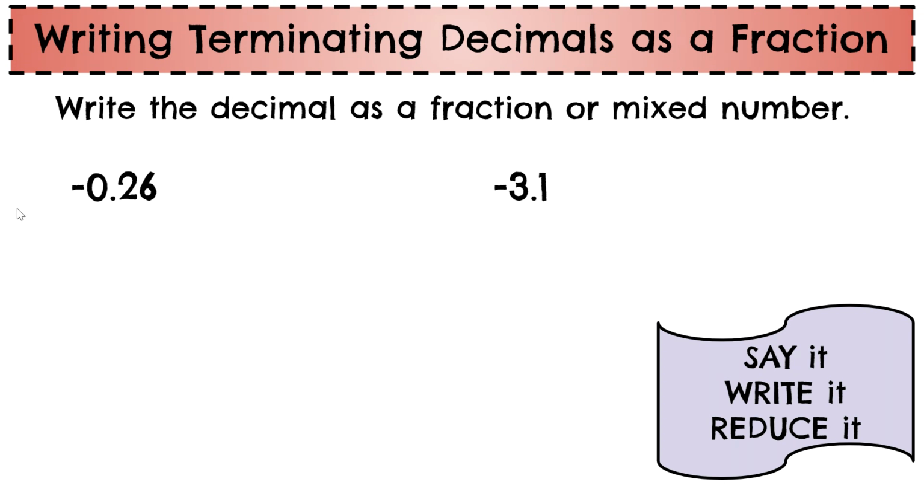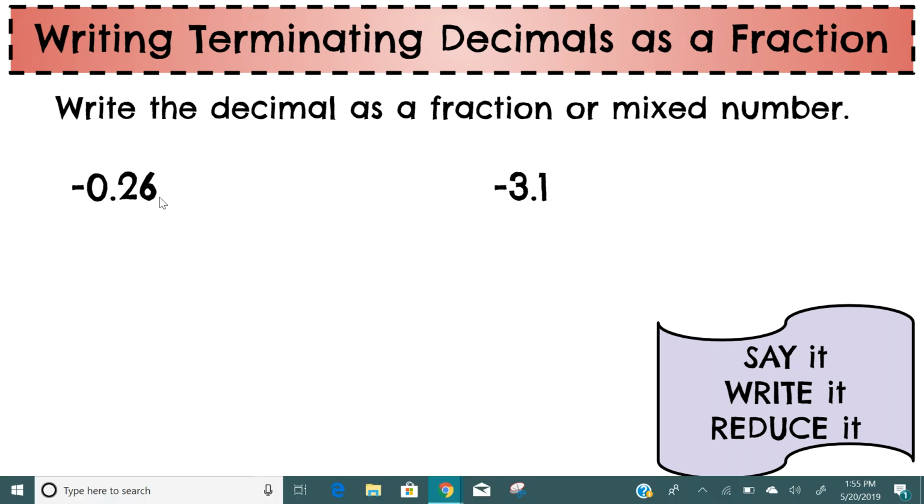For the first example, negative 0.26. To correctly say this, I would say negative 0 and 26 hundredths. And since I'm saying hundredths, I know that the number 26 has to go over 100. And so my fraction would be negative 26 over 100. And then I would simply reduce it by dividing both the 26 and the 100 by 2 to get a final answer of negative 13 over 50.